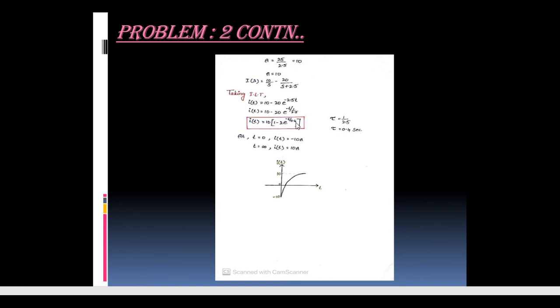Just apply that, and over here you get the equation. The final equation of I of t is 10 into 1 minus 2 e power minus t by 0.4. At t equal to 0, I of t is minus 10 amps, and at t equal to infinity, I of t is plus 10 amps. So we get the response like this. This is the solution for problem number 2.